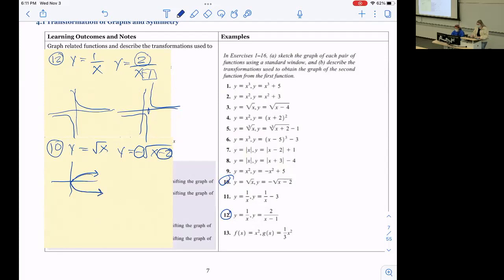And then we also have this transformation of the minus 2. Since it's with the x, we know that that's going to be a horizontal shift. And instead of to the negative direction, it's going to go the opposite way. So it's going to go to the positive direction 2 units. So it will look something like that. Any questions about that?